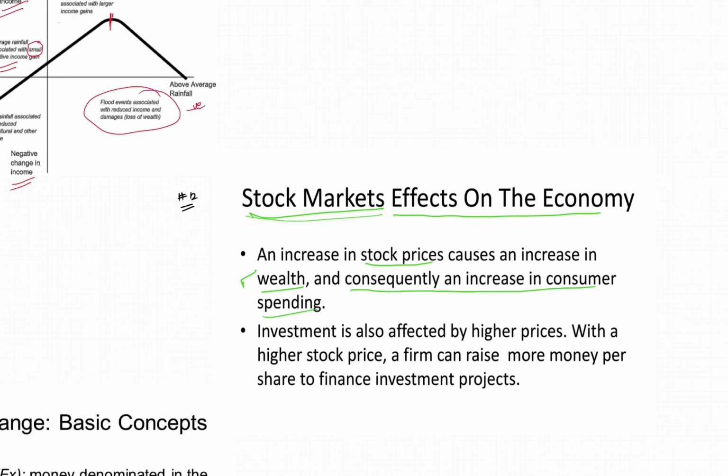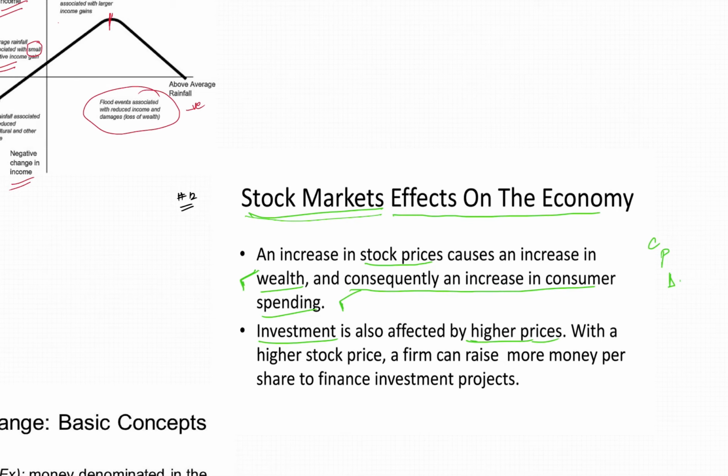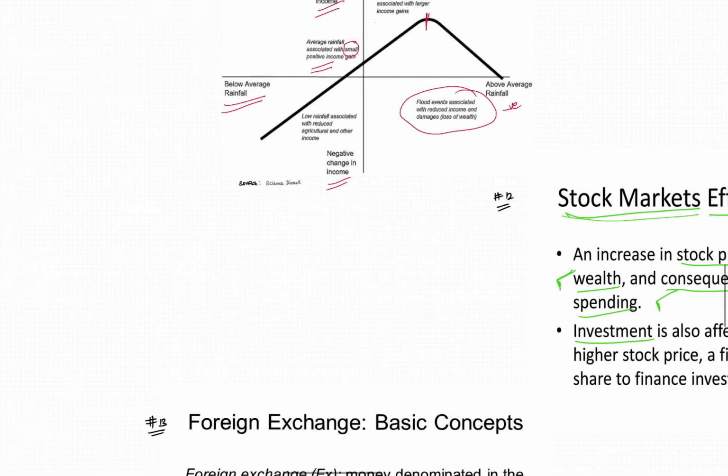Right? Now, it's also affected by higher prices because there are investments. If there are more investments, the share prices keep on jumping. Their wealth is going to increase. They're going to increase their consumer spending, and if consumer spending increases, consumption relating to production, and this whole thing going up means GDP keeps on going up. That's the same old story.